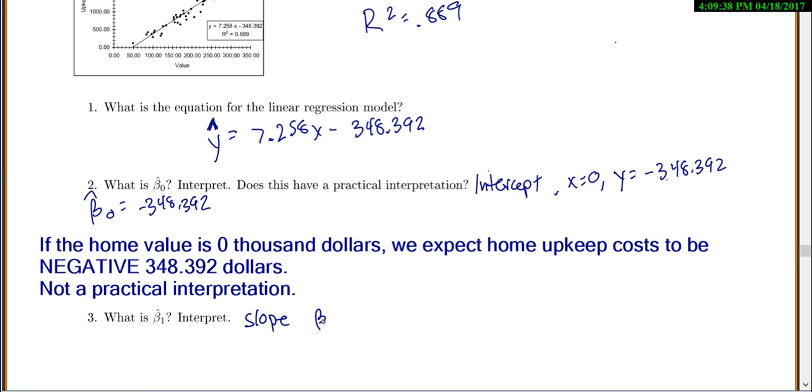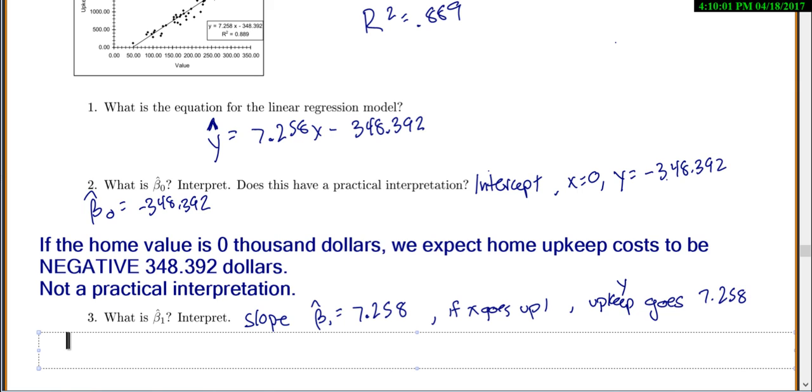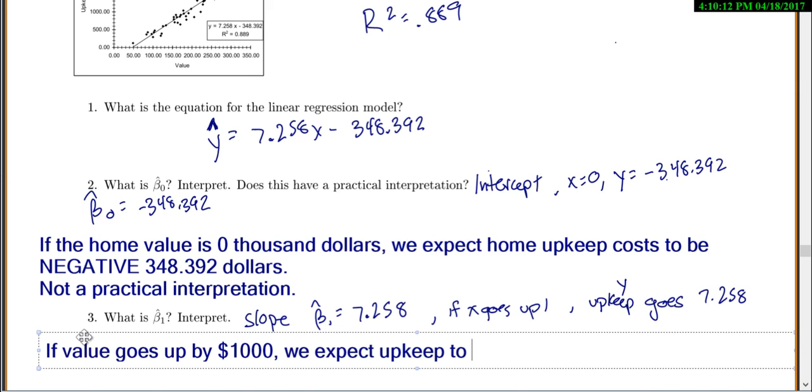So it's asking us for our slope, and the estimate of our slope is the number in front of the x, so it's 7.258. And this says if x goes up 1, upkeep, or y goes up 7.258. So what does this mean? If the value goes up by about $1,000, or if you have a home that's $1,000 more than someone else, we would expect the upkeep to increase by $7.25.